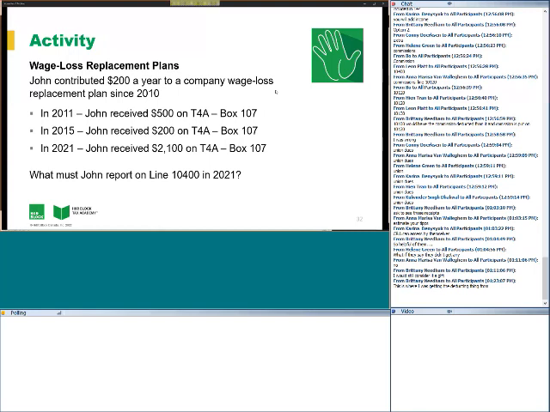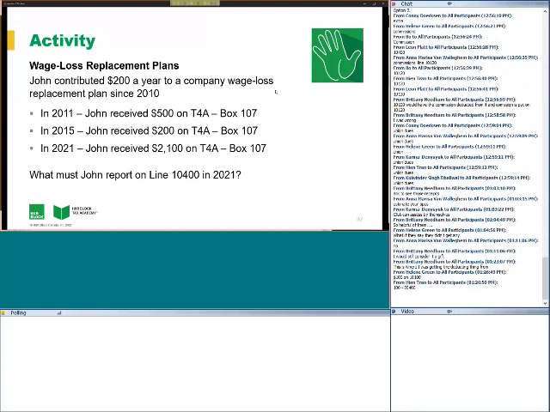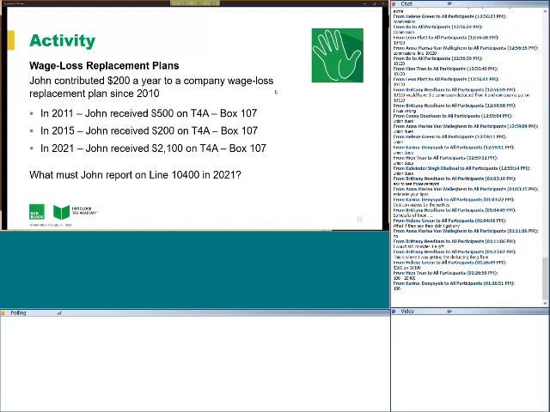In 2011, he put another 200 in, but in 2011, he had to go on disability briefly. And when he did, the employer gave him a box 107. Can someone tell me, in 2011, how much taxable income am I going to report, and what line number will I put it on? So I want a taxable income number and a line number. Okay, so he has contributed for 2 years, and he has received some income. How much taxable income and what line number?